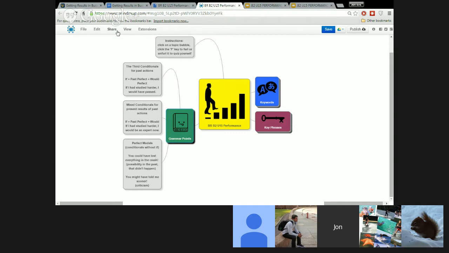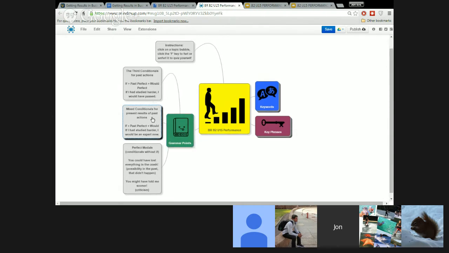Here you can see third conditionals for past actions. Mixed conditionals look like third conditionals, but they deal with the present result. So it's a mixture of the third and the second conditional. If you don't know what those are, we'll go over it in a minute. And then perfect modals. That just means a conditional without the if.